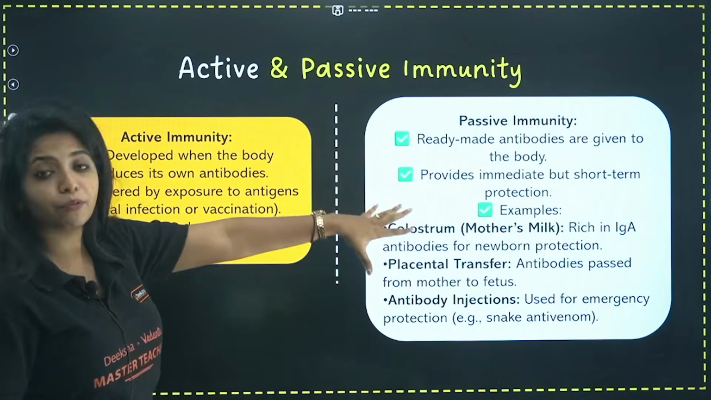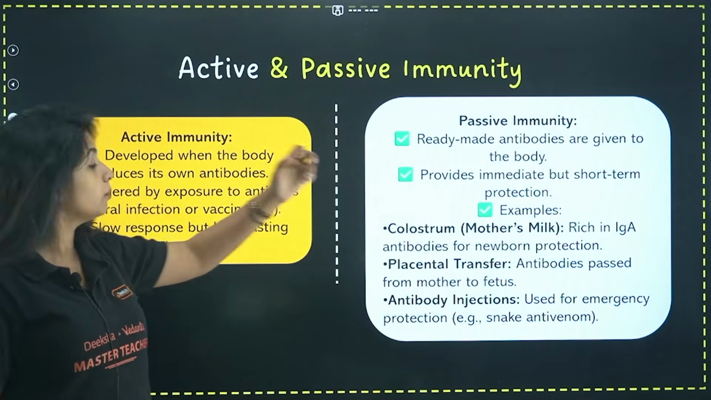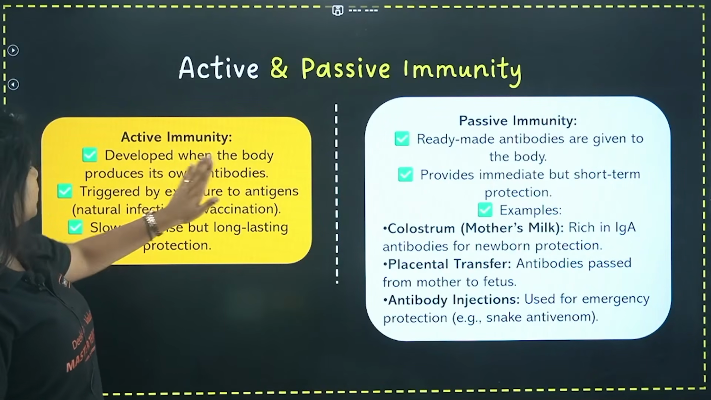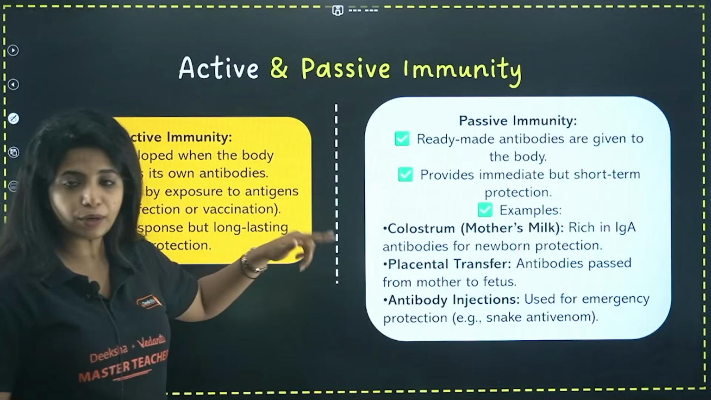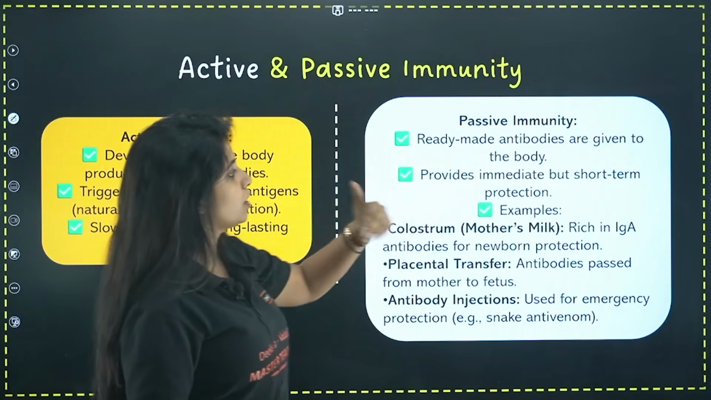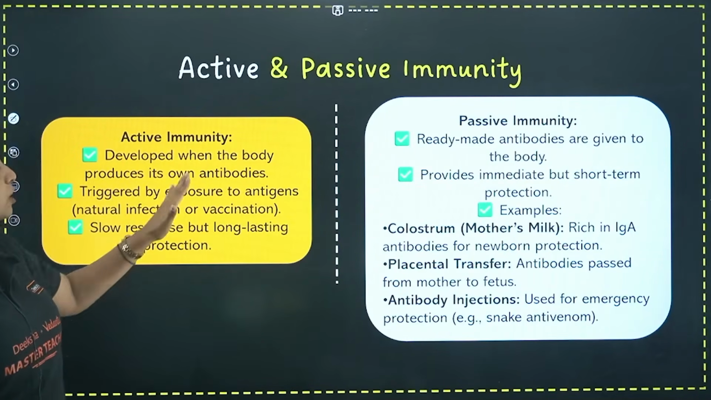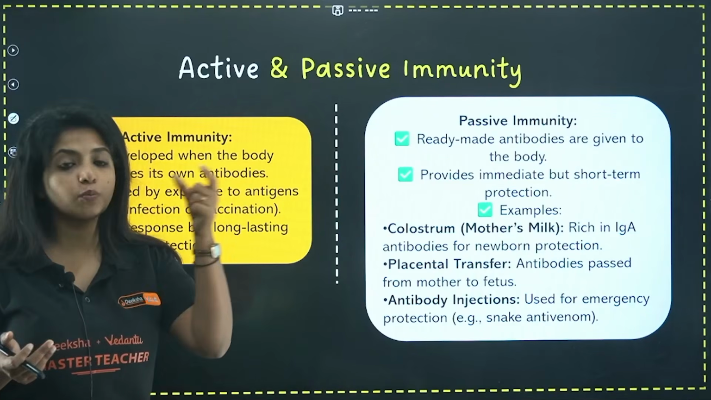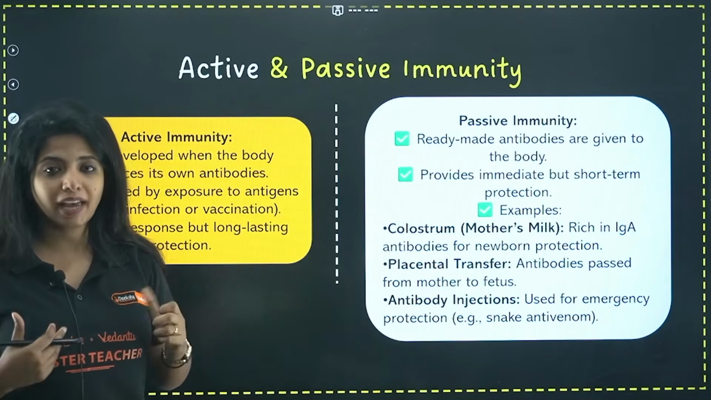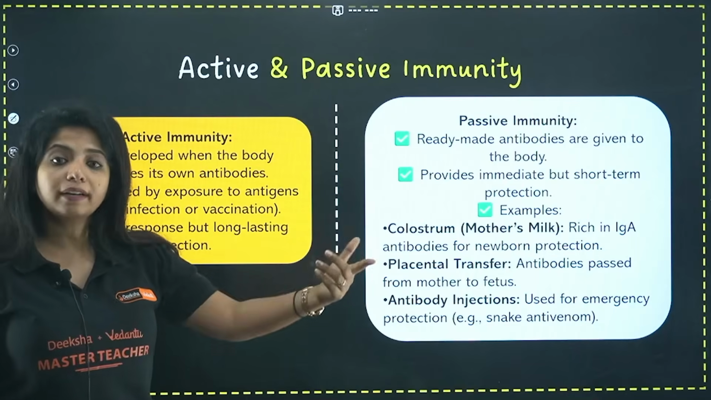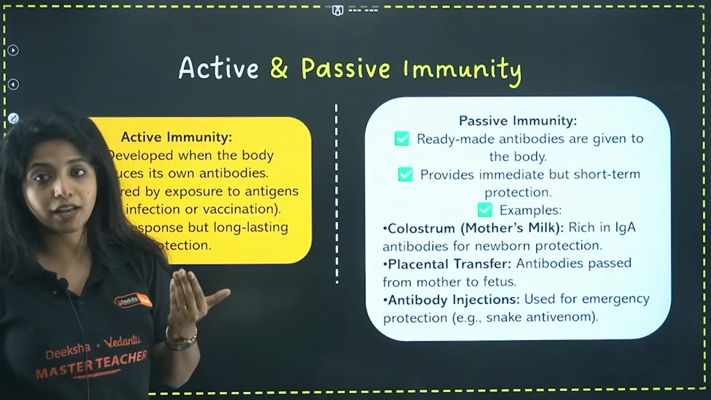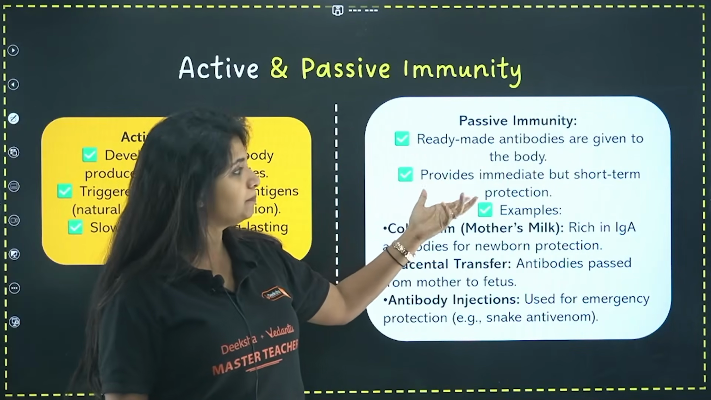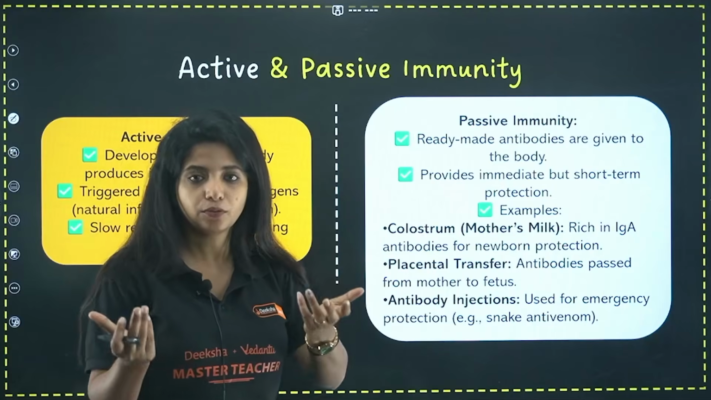So the difference between active and passive immunity is given. Please go through it. Active immunity develops when the body produces its own antibodies. Passive means ready-made antibodies are given to the body. Now, triggered by exposure to antigens: active immunity comes from our own body whenever it is exposed to some antigens. These antigens can come through natural infection or can be given through vaccination as well. Whereas there, my dear children, we are being given ready-made antibodies.